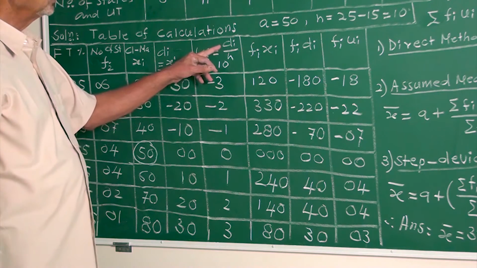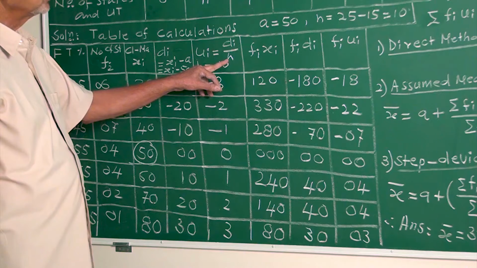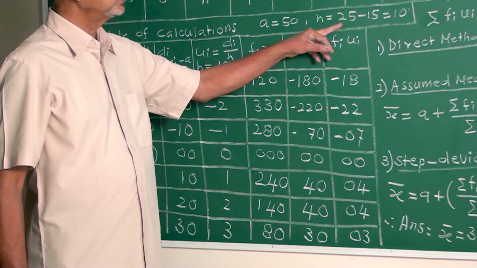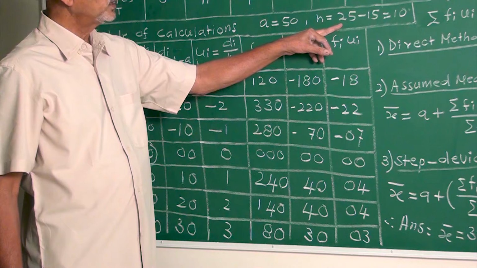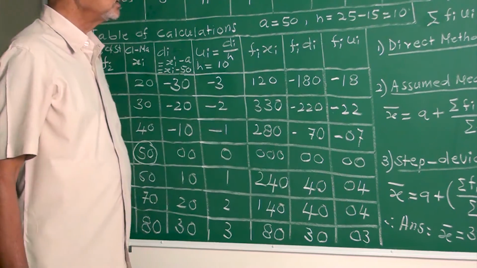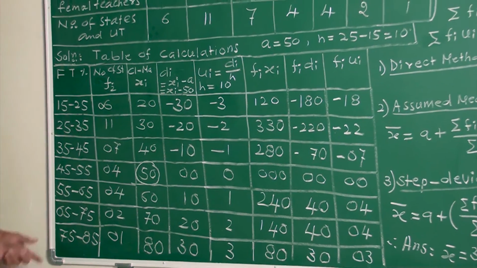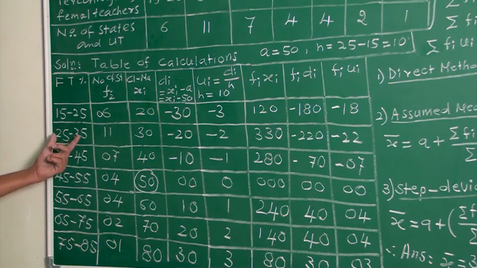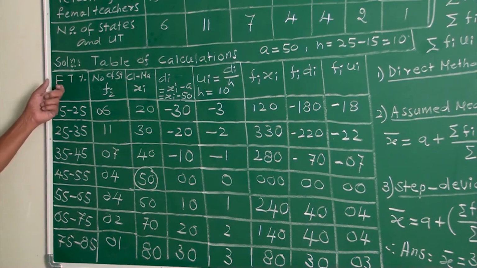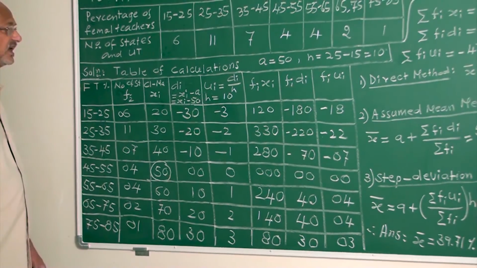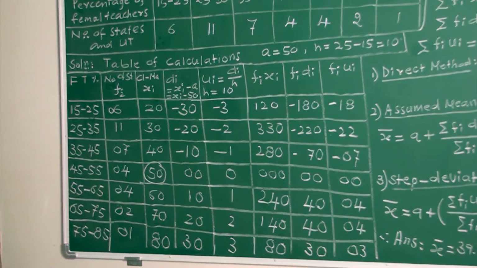After finding di, you have to go for ui. That ui is di upon h. What is h? The class interval. Class interval means upper limit minus lower limit, 25 minus 15 is 10. And that 10 is a fixed number here. The difference is 10 in all the classes, so the class interval is a fixed number, which is 10.